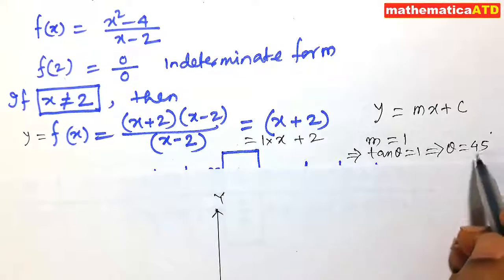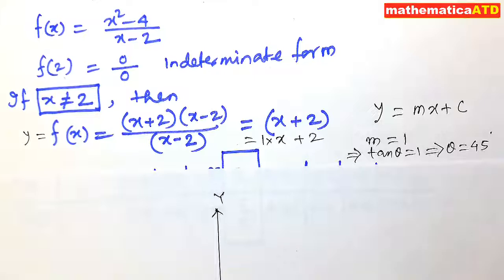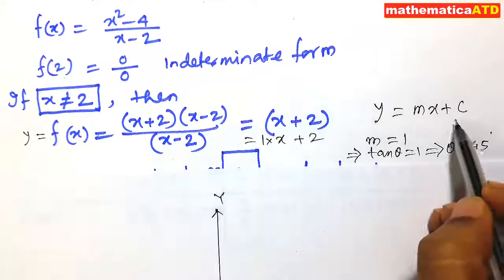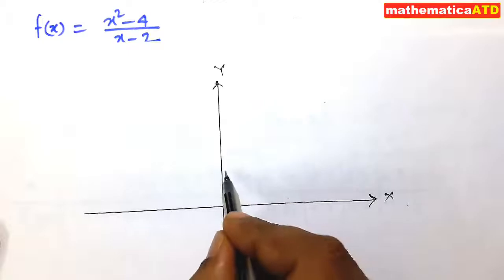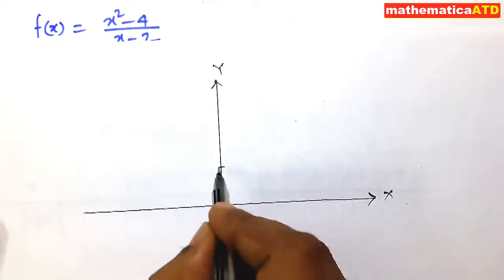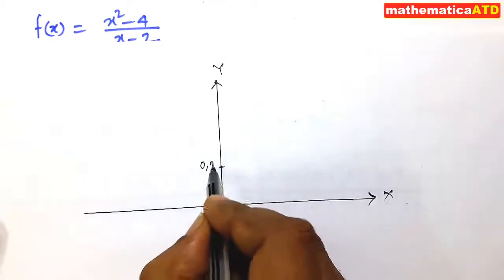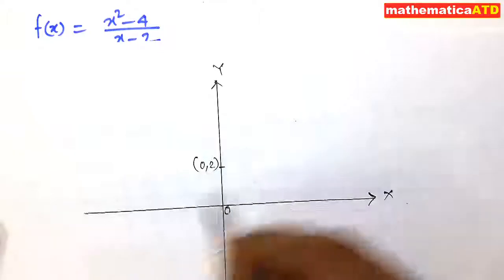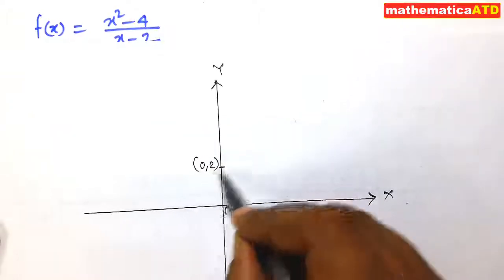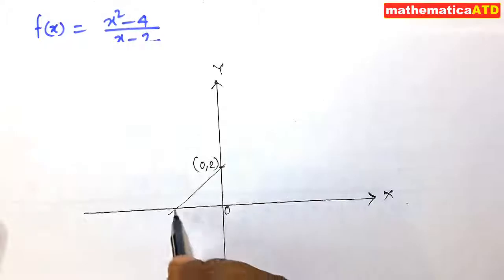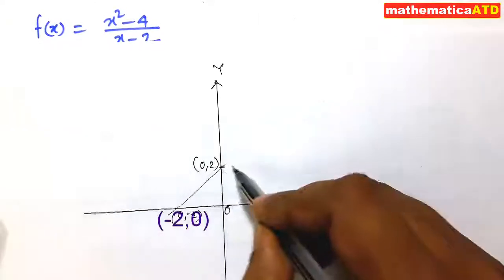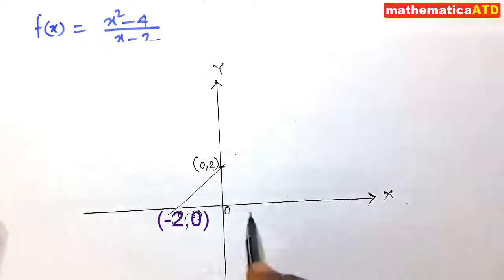So our line will make 45 degrees with the positive direction of the x-axis, and the y-intercept will be 2 units. Okay? Friends, the y-intercept is 2 units. Say this point is (0, 2), and it will make 45 degrees with the positive direction of the x-axis. That means this point is (0, −2), and it is going on.